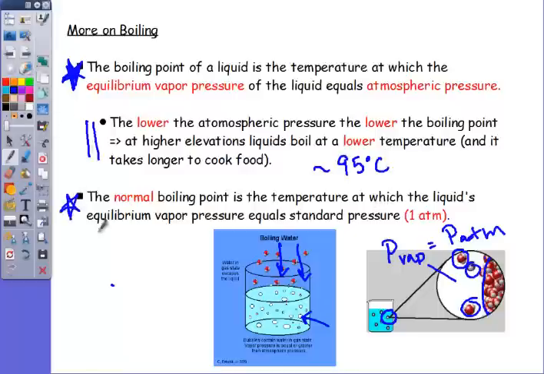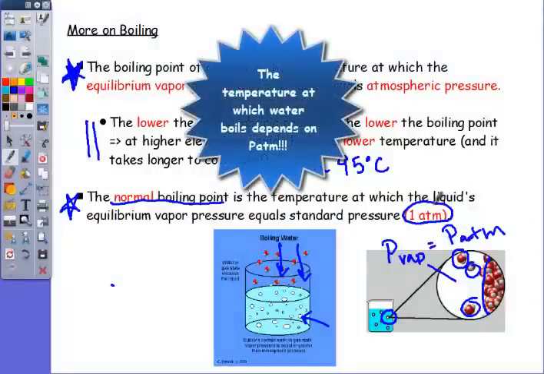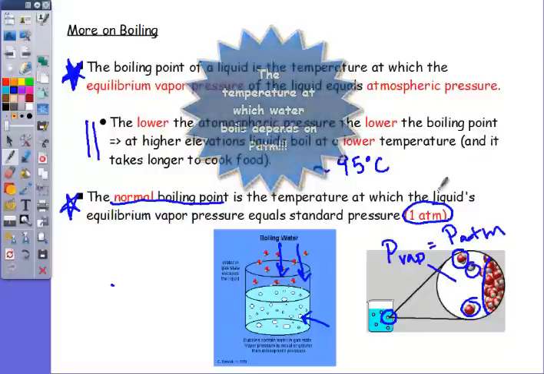Last thing on this slide is the normal boiling point always means at 1 atmosphere. So up until this point, when I said at what temperature does water boil, most of you would have said 100 degrees Celsius. That's not always true.